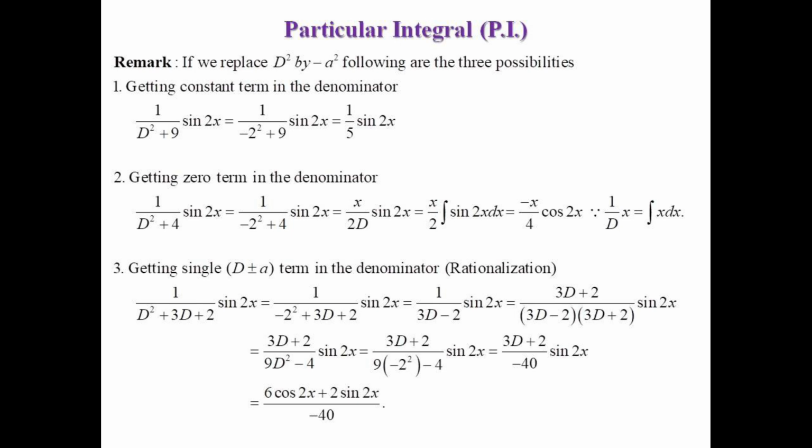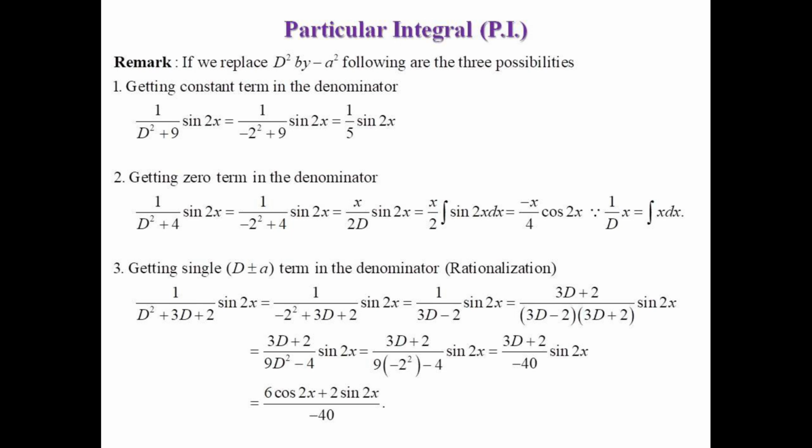Whenever we get the denominator value as 0, the simple method for solving this type of example is to attach x on the numerator and take the derivative of the denominator with respect to D. So attaching x on the numerator, we get x, and the derivative of D square is 2D, into sine of 2x. Now a question arises: according to the formula for finding the particular integral for sine of ax or cos of ax, we replace D square by minus a square, but here we get only a single D term in the denominator.